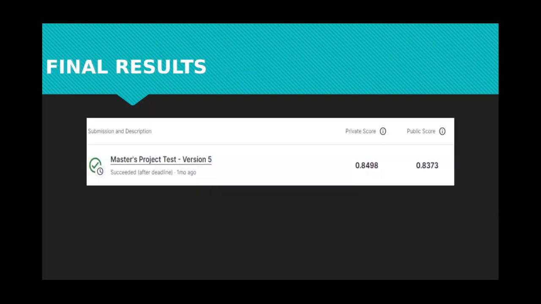So this was the final result which I got after I submitted it to the server. I got a Pearson correlation coefficient of 0.83. The public score is the mean score. The private score just tells you how you did against the small test data set that they provided, but the public score is the main one.